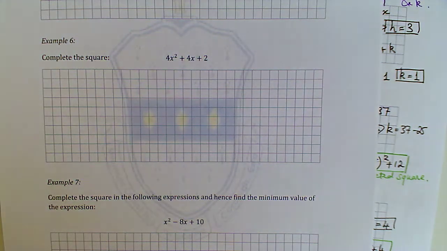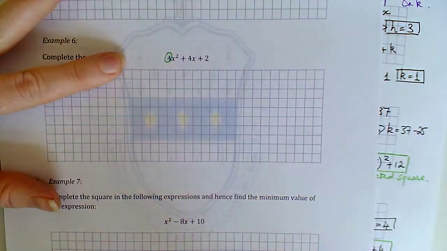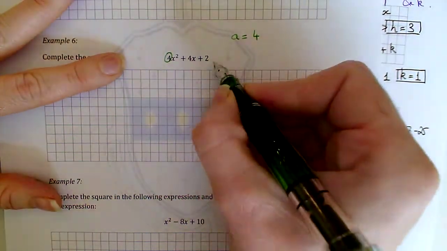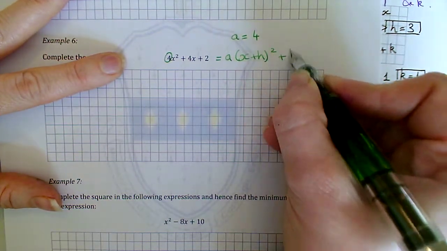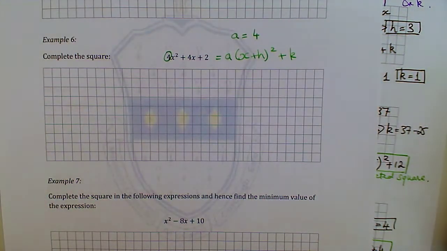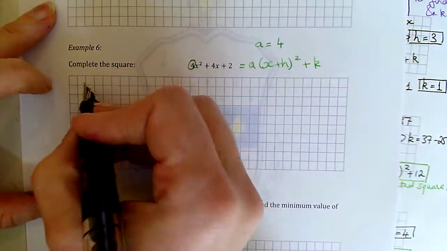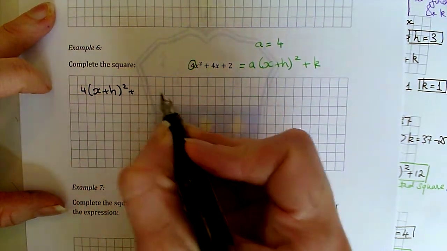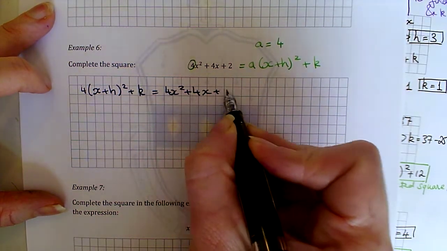Now let's come back to the notes and do a little bit more work with completing the square. So example 6, the number in front of my x squared, my a, is going to be 4. And we're going to write this in the format a by x plus h all squared plus k, just like we were doing before. So I've got 4 times x plus h all squared plus k equal to 4x squared plus 4x plus 2.